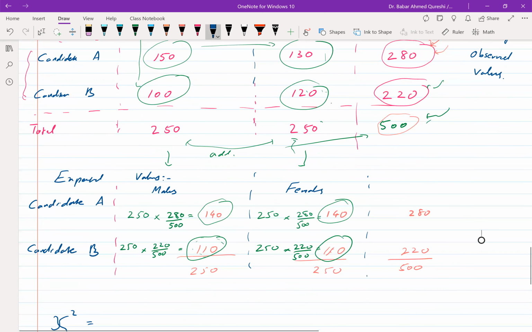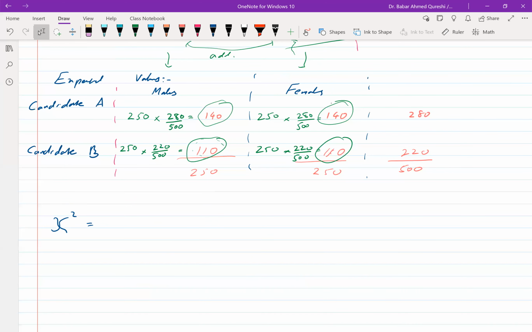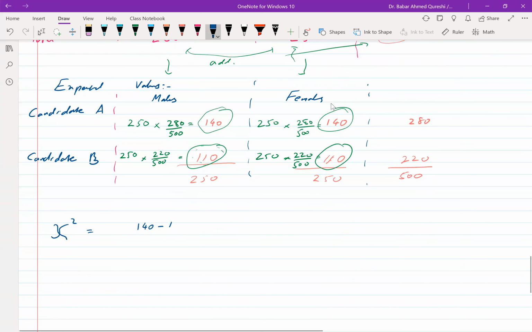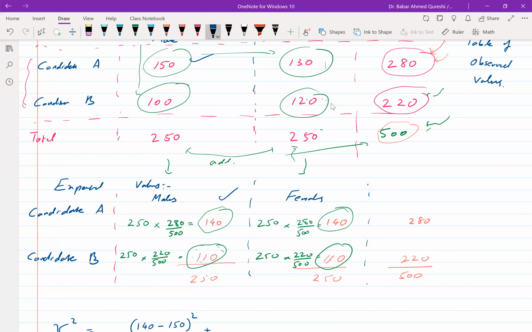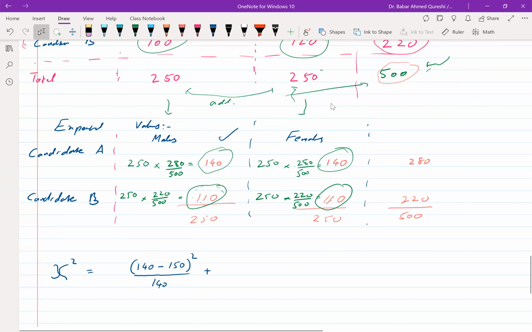So now you have 4 numbers which you have to compare. That doesn't change anything at all. All you do is, for each number, you take the expected value minus what you saw, square it, and divide by the expected value. This I got from this. And now I move to the next number. This.